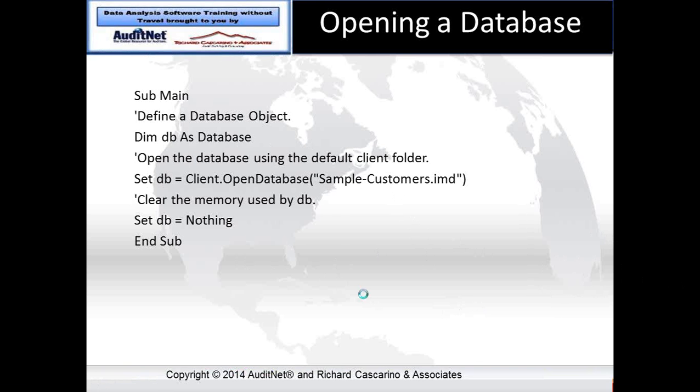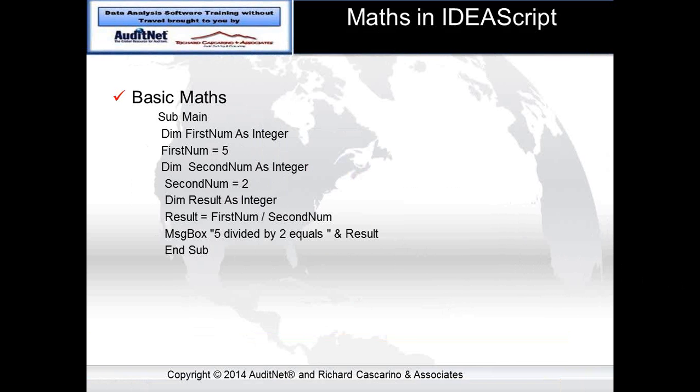What about maths? Well, this is some basic maths. We've got a sub main, dimming the first number as an integer, first number equals 5. Dimming the second number as an integer, second number is 2. Dimming the result as an integer, result equals first number divided by second number. And message box, 5 divided by 2 equals, and the result. Okay, nothing terribly complicated. Until you start trying to make it complicated.